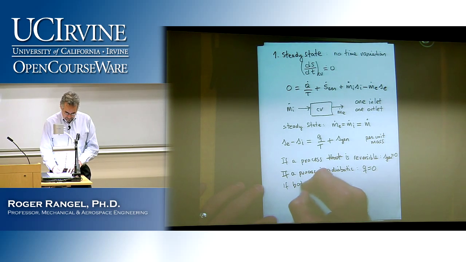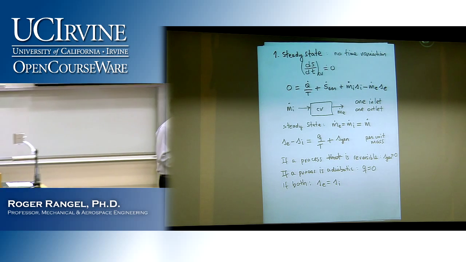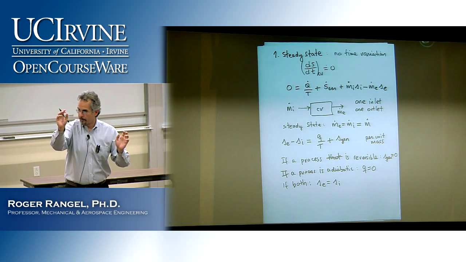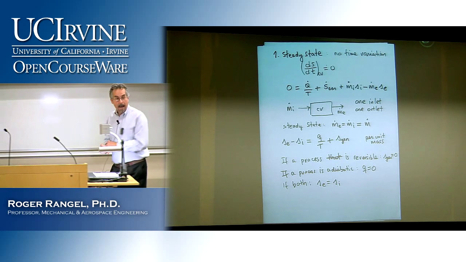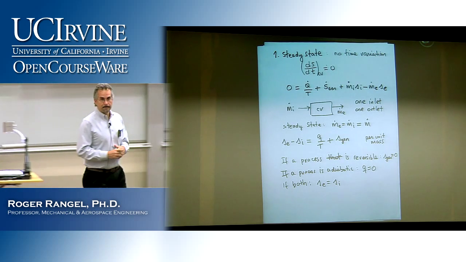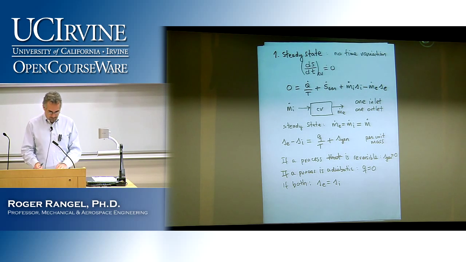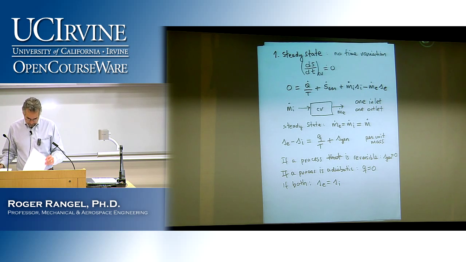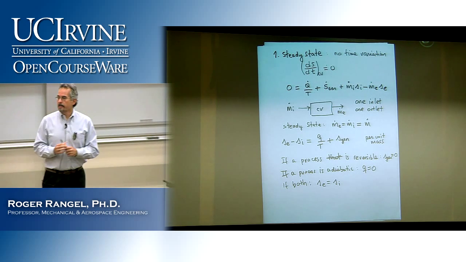If both, then of course s exit equals s inlet. So the entropy of the flow that comes in would be exactly the same as the entropy of the flow that comes out, because there is no heat transfer and the process is reversible. So those would be useful results if we use these equations. Let's see, I think I have an example, so we can use this. But let me see if anybody has a question.